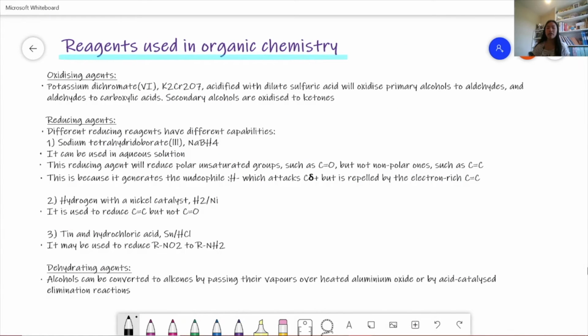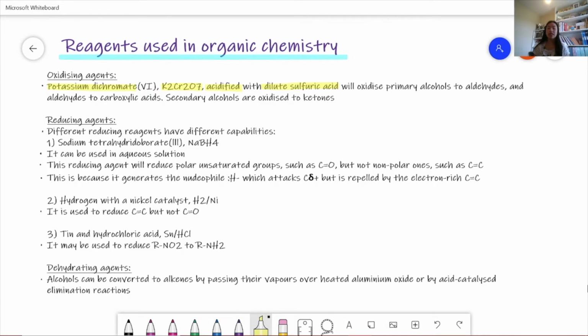Now we're going to have a look at reagents used in organic chemistry. So firstly, we're going to look at oxidizing agents, and the oxidizing agent that we've looked at is potassium dichromate. So this is our K2Cr2O7, and this has to be acidified with a dilute sulfuric acid in order to oxidize alcohols. So what we can do with this potassium dichromate is oxidize primary alcohols to aldehydes and then eventually to carboxylic acids, or we can go straight from a primary alcohol to a carboxylic acid. And we also need to know that secondary alcohols are only oxidized to ketones.